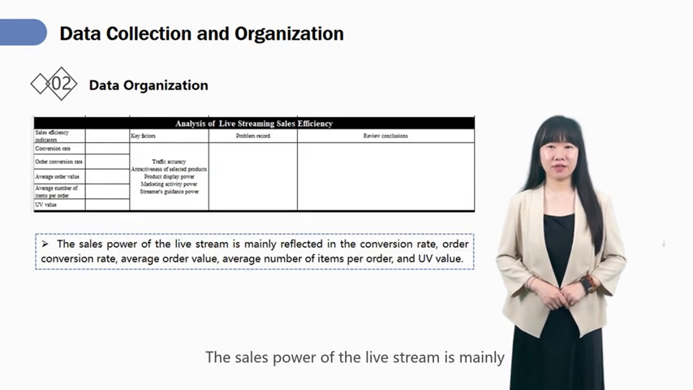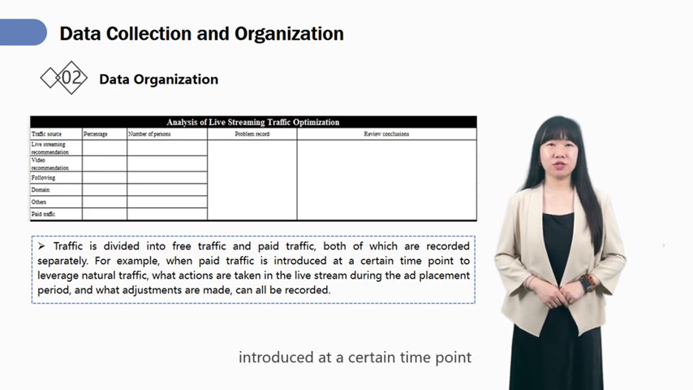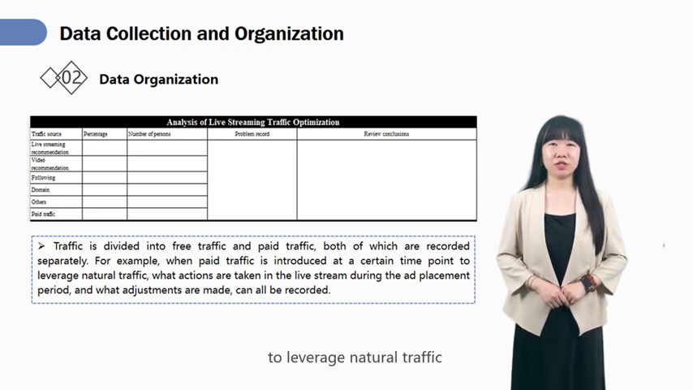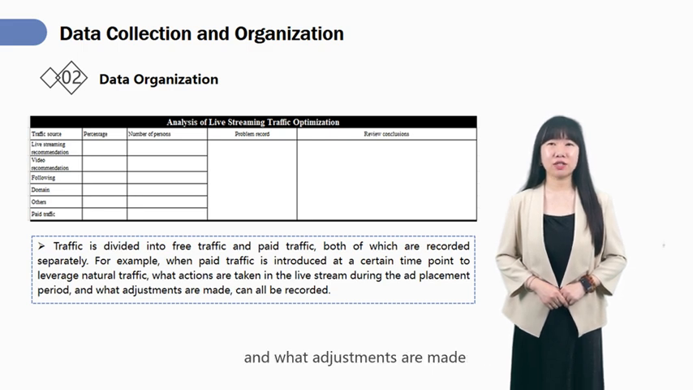The sales power of the live stream is mainly reflected in the conversion rate, order conversion rate, average order value, average number of items per order, and UV value. Traffic is divided into free traffic and paid traffic, both of which are recorded separately. For example, when paid traffic is introduced at a certain time point to leverage natural traffic, what actions are taken in the live stream during the ad placement period, and what adjustments are made, can all be recorded.